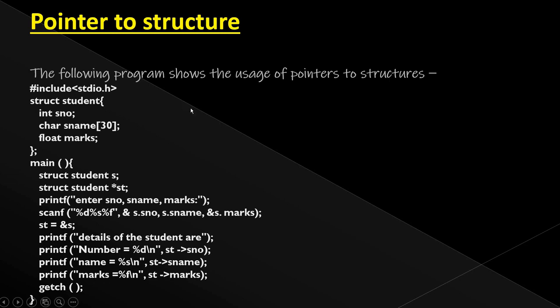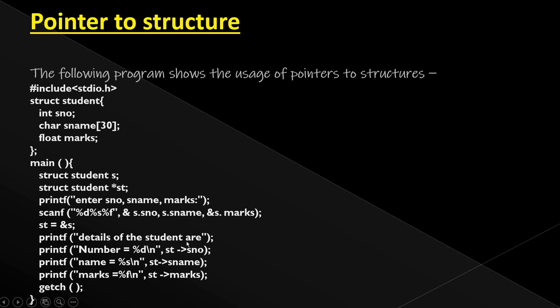The following program shows the uses of pointers to structures. Include stdio.h. We will make a structure here. struct student, int student number, char student name, float marks. Here we have declared the structure type variable.